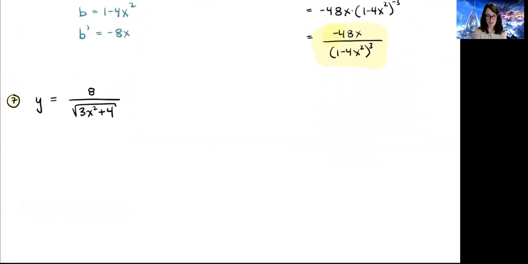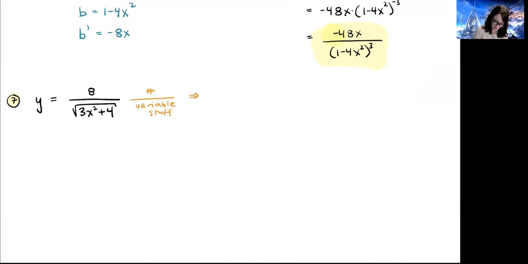Okay, example number 7. We've got y equals 8 over the square root of 3x squared plus 4. Now again, we have a constant up top, or a number up top. So whenever you see a fraction when you're differentiating, just check and see what kind of fraction it is. Is it a number over variable stuff? Or is it variable stuff over variable stuff? Or is it variable stuff over a number? Because in each one of those cases, you'll do something a little bit different.